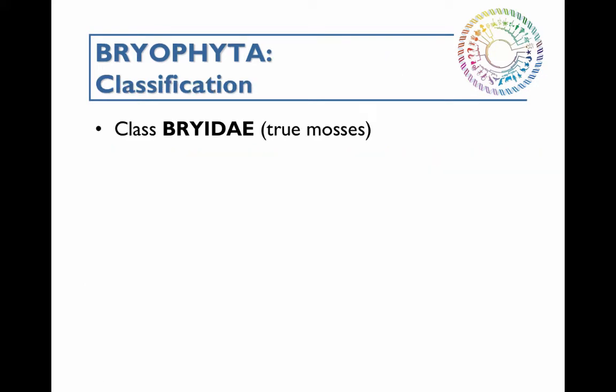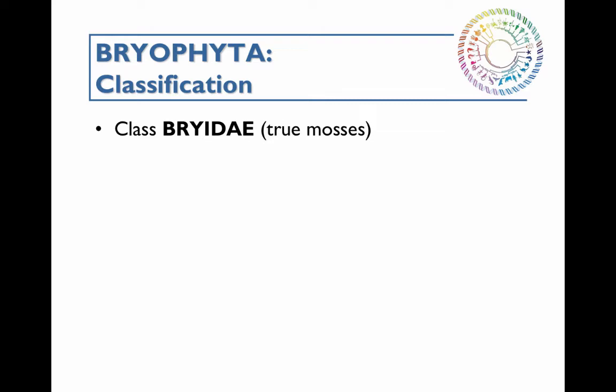Now, if we look at the classification of the Bryophyta, we can group the members into 3 different classes. Now, a class is a taxonomic unit. Most of the Bryophyta belong to the class Bryidae, in English simply known as the true mosses. And I'm going to spend most of my time talking about the Bryophyta, actually discussing the Bryidae.